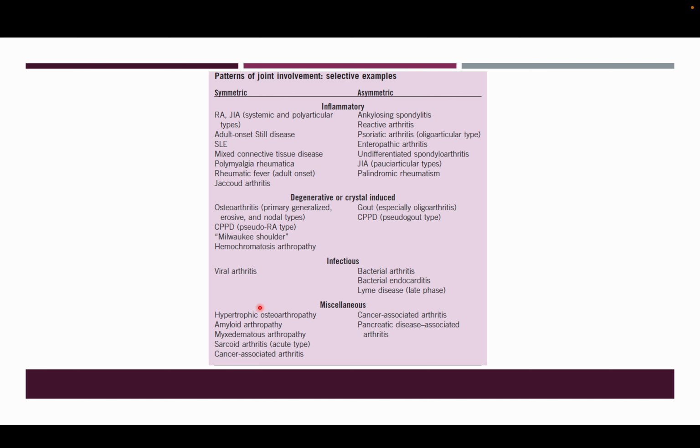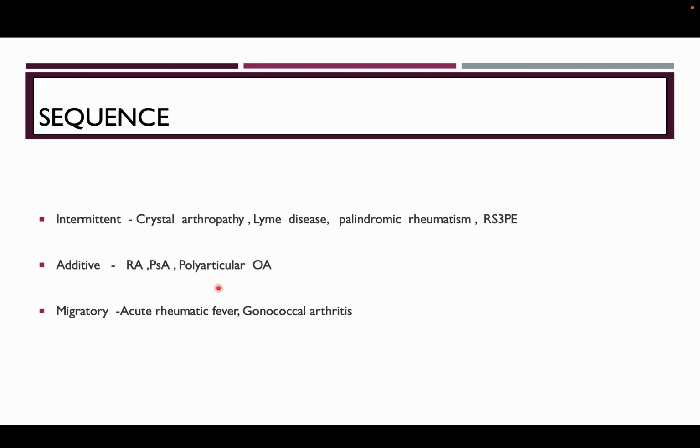Also, hypertrophic osteoarthropathy, symmetrical. Amyloid can be present, sarcoid can present, and cancer can present either way. These are all miscellaneous causes. Amyloid can cause it, sarcoid can cause it, cancer can cause it. Intermittent pattern: crystals can cause intermittent flares. Lyme's has an intermittent pattern. Palindromic rheumatism is also intermittent, that is a rheumatoid arthritis presentation.